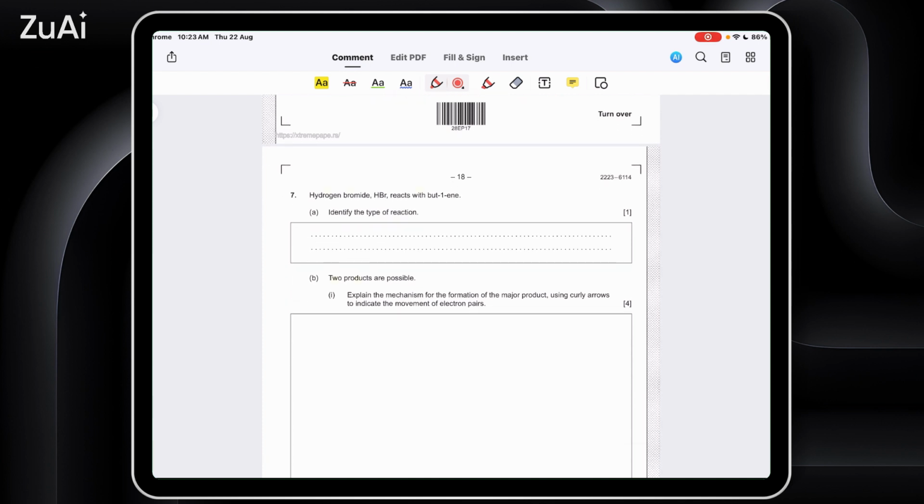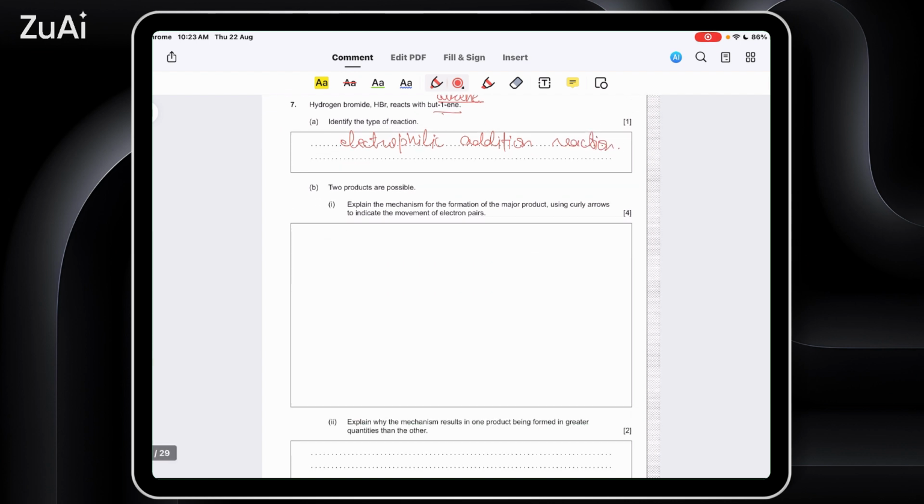HBr reacts with but-1-ene. Yeah, that's so easy. Look at this. But-1-ene is alkene. Alkene always gives the electrophilic addition reaction. So, electrophilic addition reaction. The mechanism: CH3, CH3. So I'm going to make the mechanism. So HBr. So hydrogen has partially positive charge. Bromine has partially negative. So the pi bond is going to attack the hydrogen. This bond is going to break.